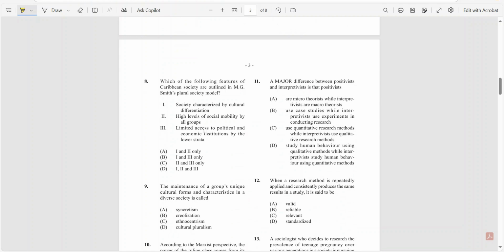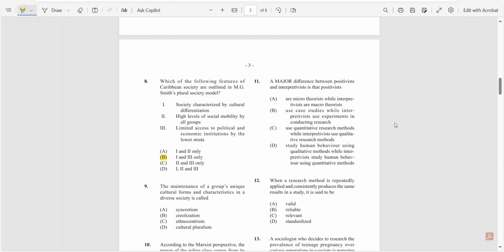Which of the following features of Caribbean society are outlined in M.G. Smith's Plural Society Model? 1. Society is characterized by cultural differentiation. 2. High levels of social mobility by all groups. Or 3. Limited access to political and economic institutions by the lower strata. Alright, so we know that 1 and 3 would be the most suitable answer because in M.G. Smith's plural society, the lower class doesn't move up easily. In fact, there is minimal social mobility. So therefore, it would be 1 and 3, which is B.